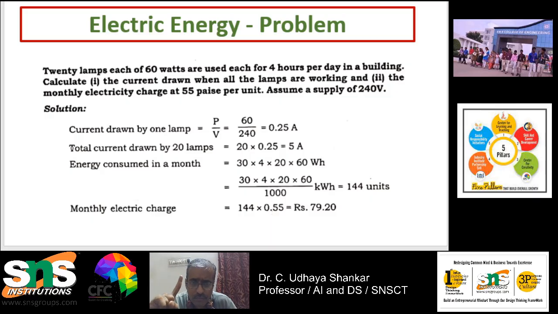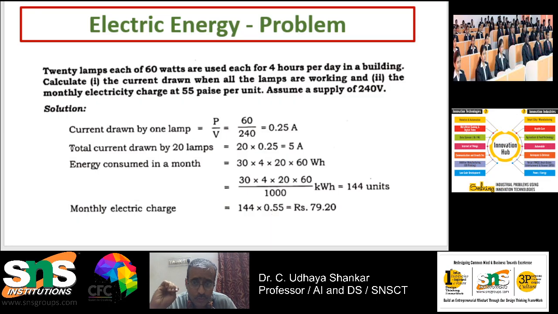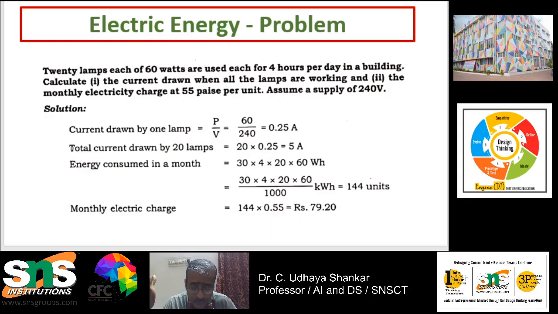If there is a building which has 20 lamps, and each lamp is of 60 watts and used for 4 hours per day, what do I want to calculate? The current drawn when all the lamps are working. What will be the current drawn when all the lamps are working? And the monthly electrical charge at 55 paise per unit.